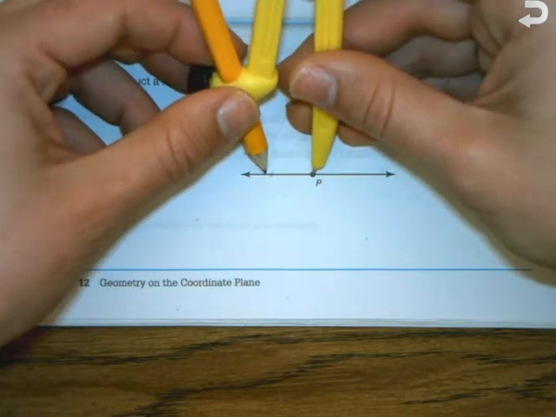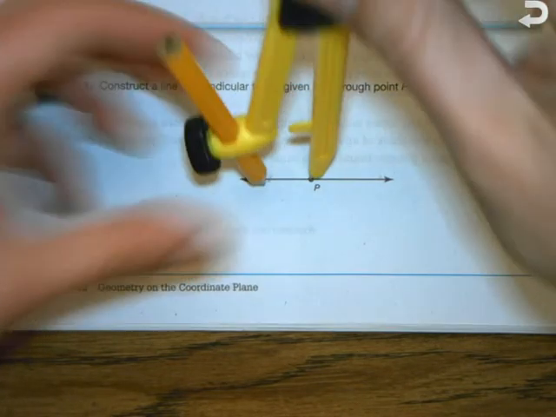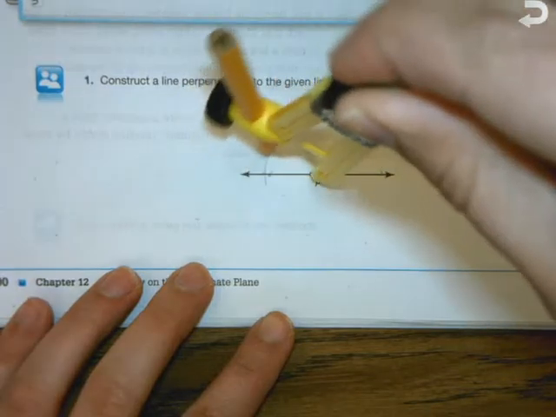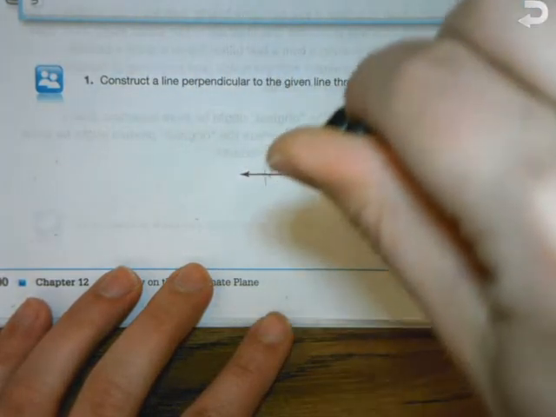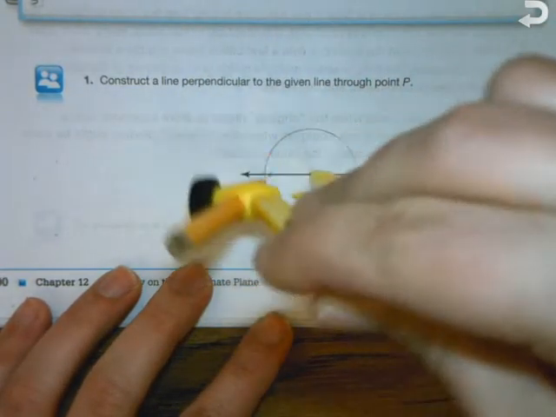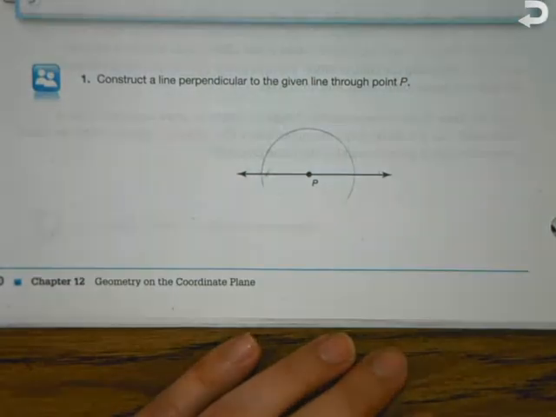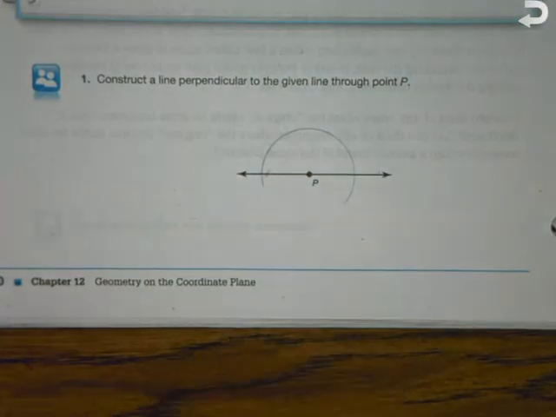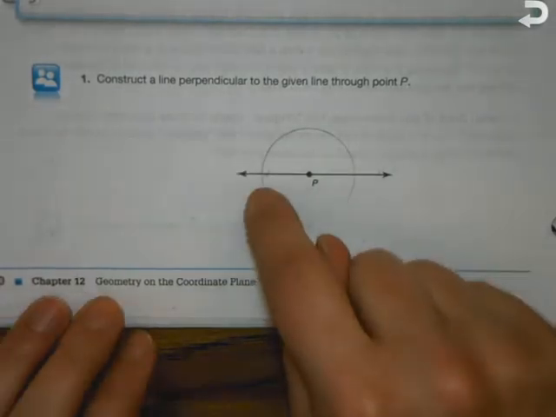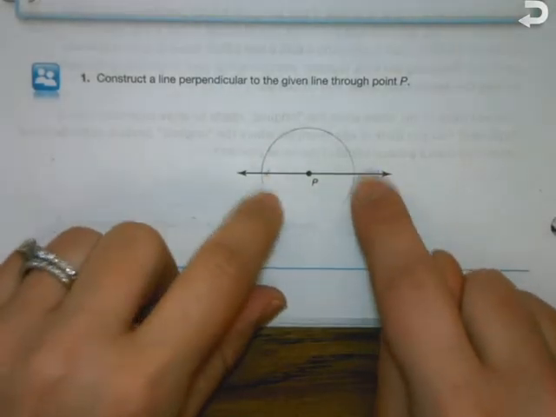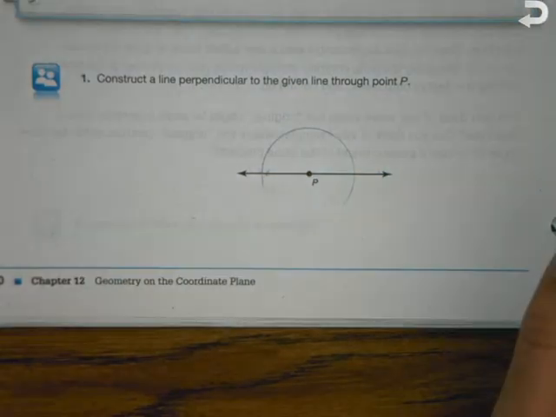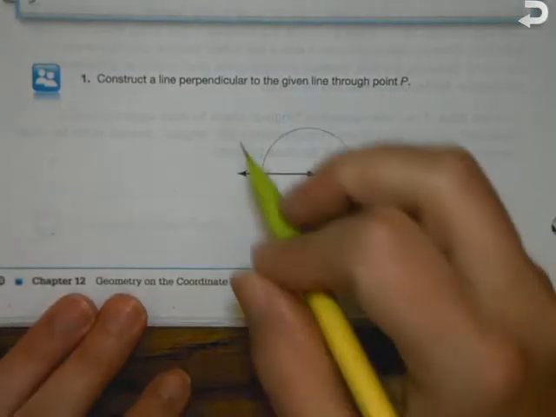So, I don't know, just eyeball it. And then we're going to make an arc that goes all the way through. So you're going to be almost making a full circle. So you need to make an arc that is going to touch both sides of that line. And then we need to label those points. So let's label those points.